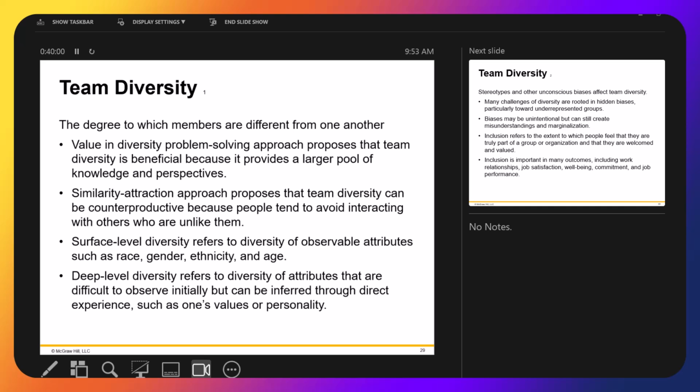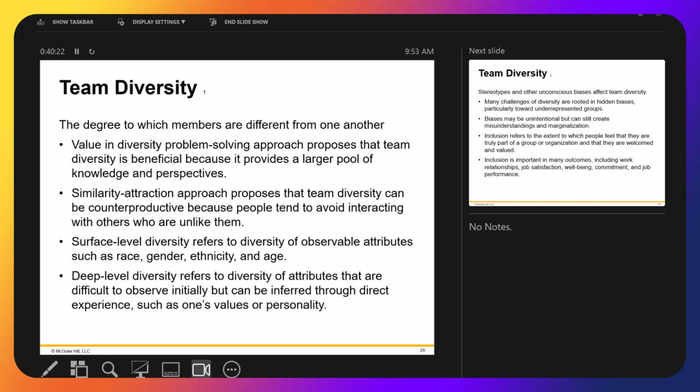Surface level diversity refers to diversity of observable attributes such as race, gender, ethnicity, and age. That's just the surface. And this is oftentimes what people get caught up in. When the politics get involved, that's what it gets caught up in. Surface level diversity. And that's just the tip of the iceberg.